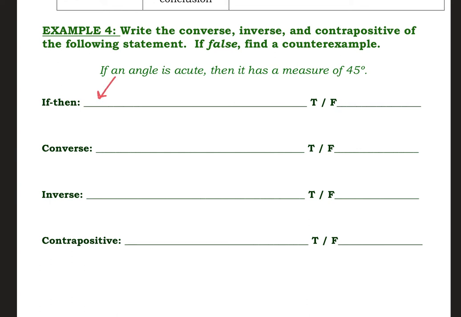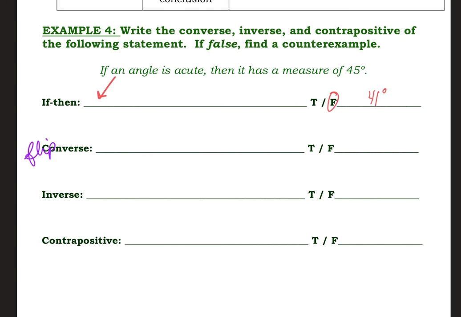So my conditional statement is if an angle is acute, then it has a measure of 45. Do you think that is a true or false statement? False, because if it's acute, it can be anything less than 90. We can say it's 41 degrees if we wanted to, okay? All right, the converse. We're going to flip it now, okay? We're going to look at what follows the word if. We're going to flip it here, okay? So I wrote flip there.